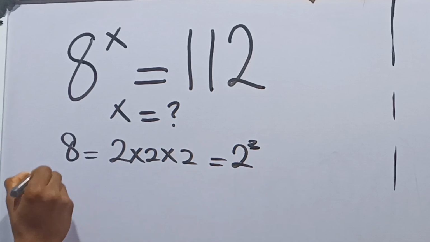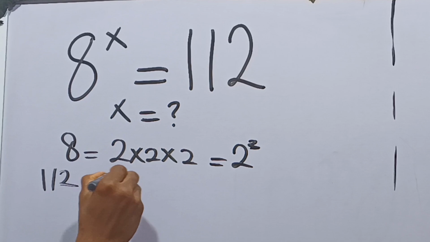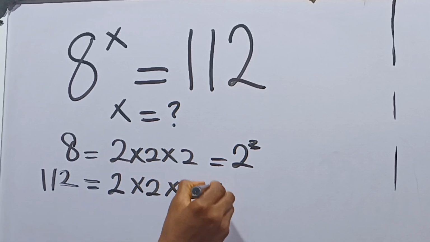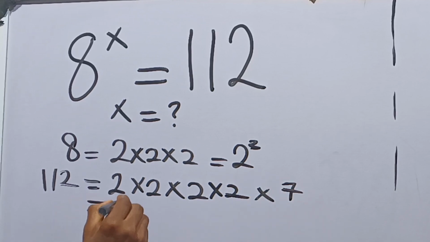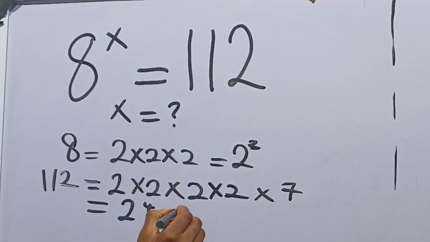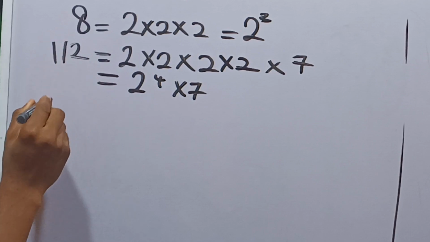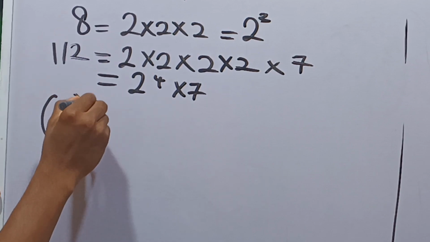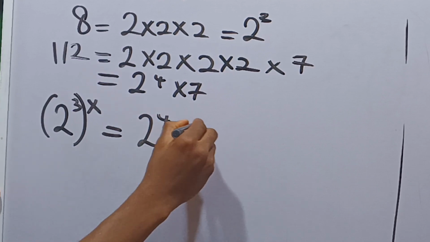Moving on, we can also say that 112 is equal to 2 times 2 times 2 times 2 times 7. Now what you have here is 2 raised to the power 4 times 7. Let's now replace 8 and 112 with these multiples in this question. So we're going to have 2 raised to the power 3, raised to the power x, equal to 2 raised to the power 4 multiplied by 7.